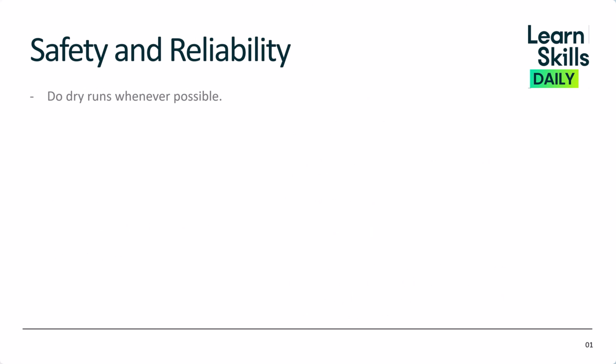Now let's talk a bit about safety and reliability. Obviously, when you're working with large language models and working with AI, safety and reliability is paramount. AI makes mistakes. That is just the nature of it. We still have to check its data. So one of the big tips I always say is do dry runs whenever possible. Dry runs allow you to see the results before it hits any databases or hits any email boxes or Slack messages. Do dry runs whenever possible.